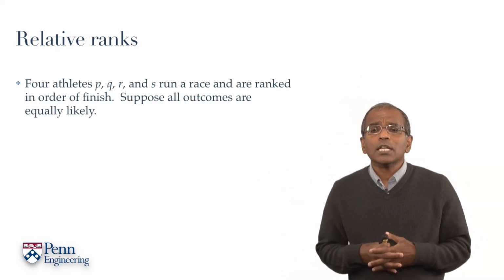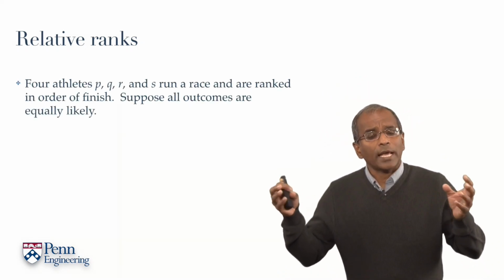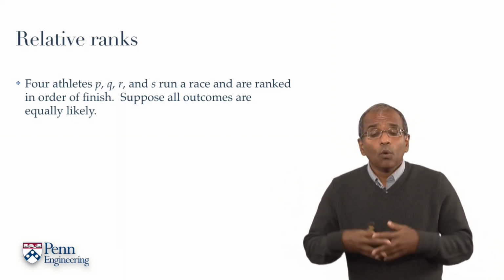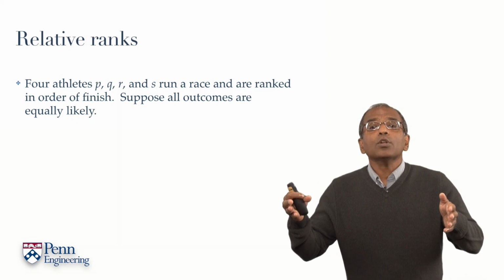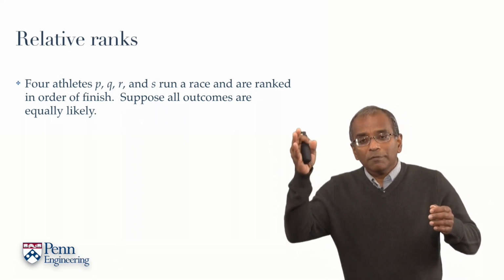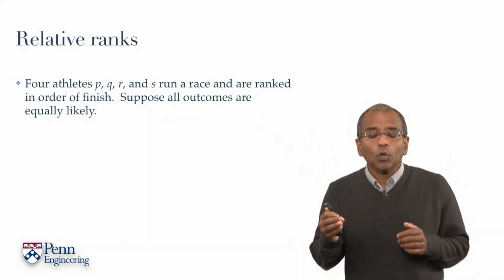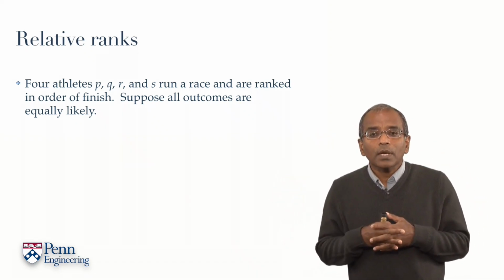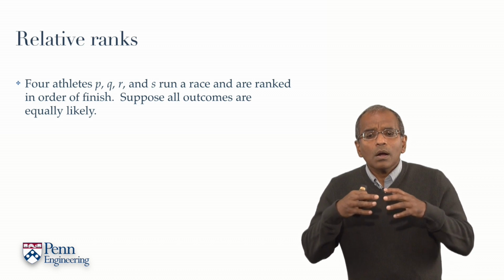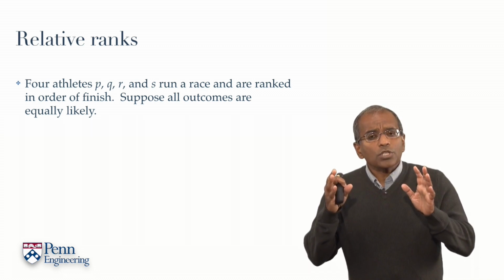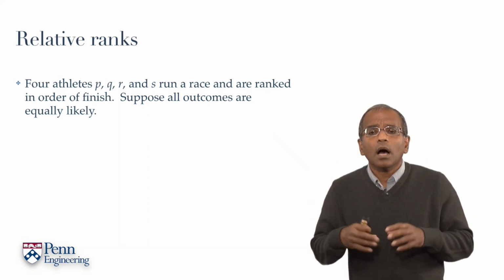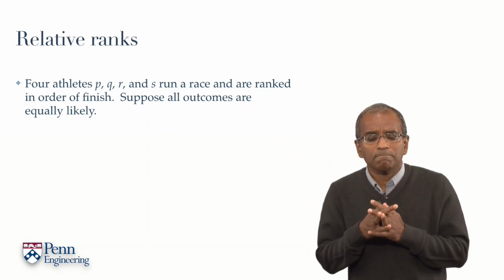So imagine that we have four protagonists. Let's call them P, Q, R, and S. Think of them as athletes or students. Let's say the athletes run a race. We are going to rank the athletes in order from the fastest to the slowest, or if you are students, from the highest rank to the lowest rank. Imagine, of course, that in this setting, all possible arrangements of rankings are equally likely.